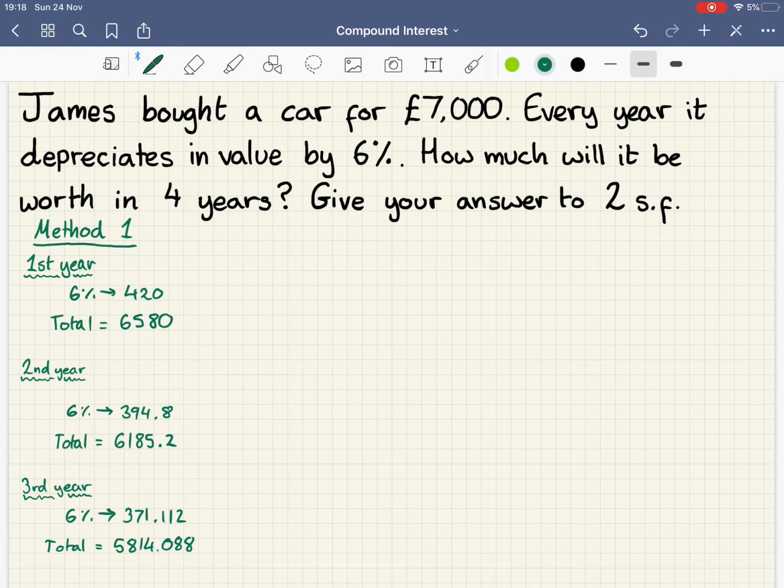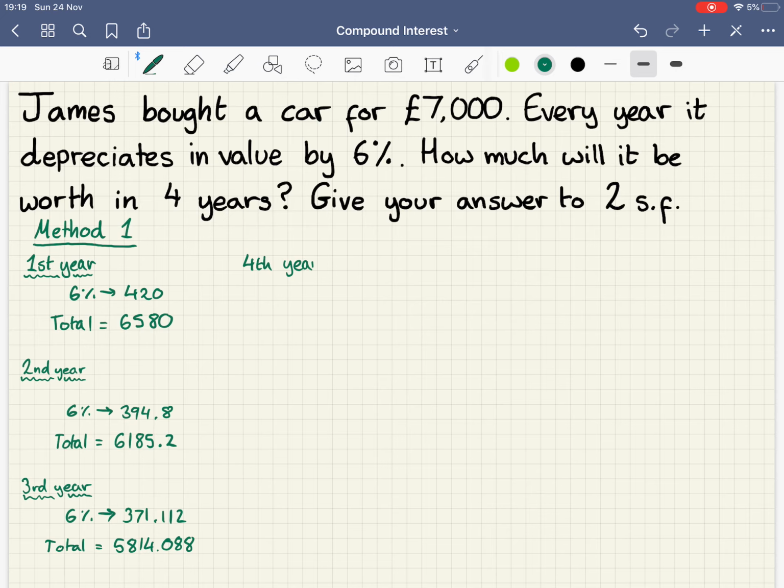5,814.088. Now, I personally, again, I do not round at all. Even though at this point, that number does not make sense in terms of money, I still leave it. I still just write out whatever's on the calculator and I save all my rounding until the very end of the question.